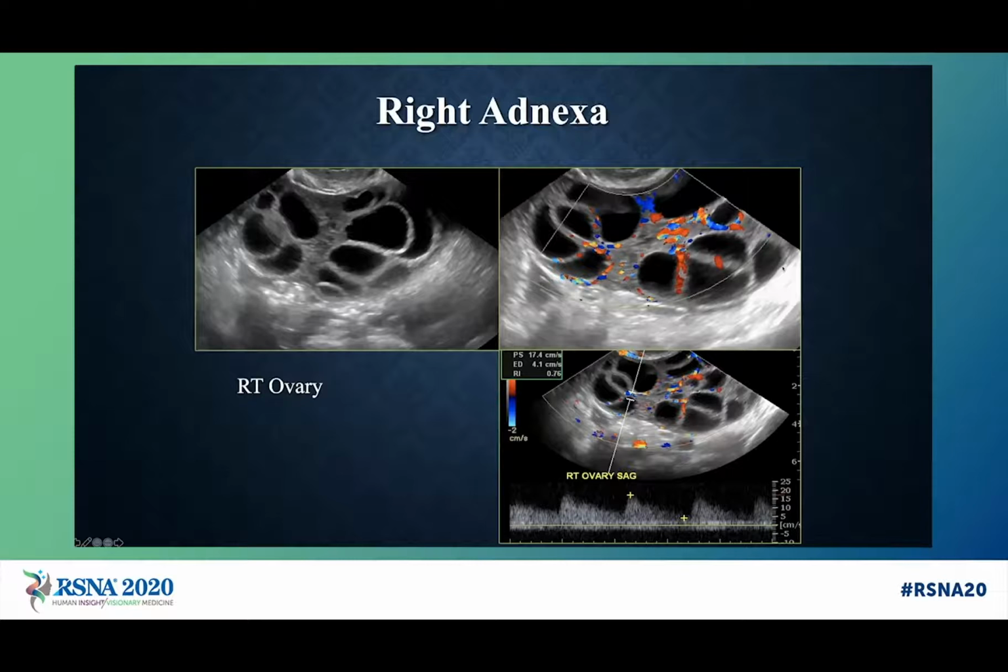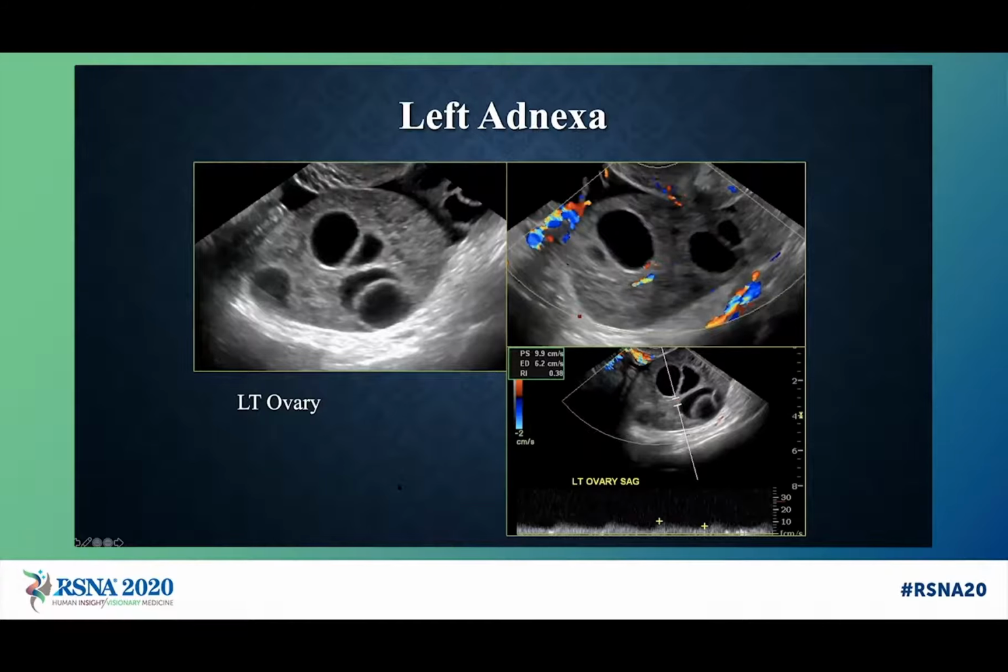Here, looking at the right adnexa, we identify the right ovary. And the right ovary demonstrates numerous follicles on the grayscale image. We turn on color Doppler and we see color flow throughout the ovary. And when we sample the ovary with pulse Doppler, we can see both arterial and venous flow.